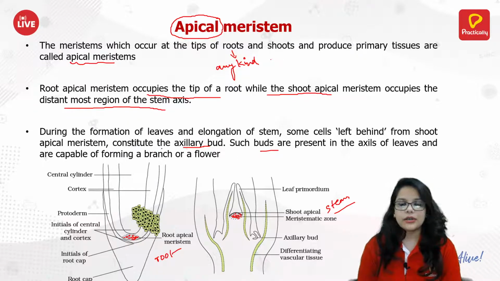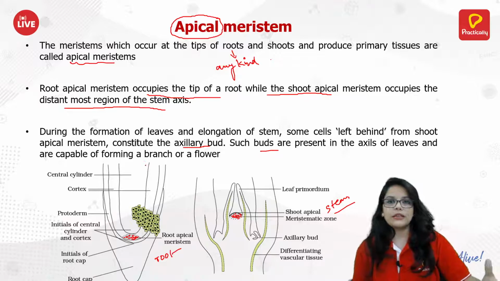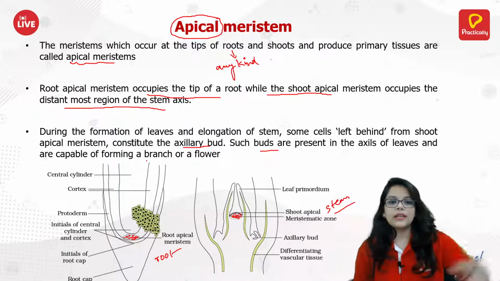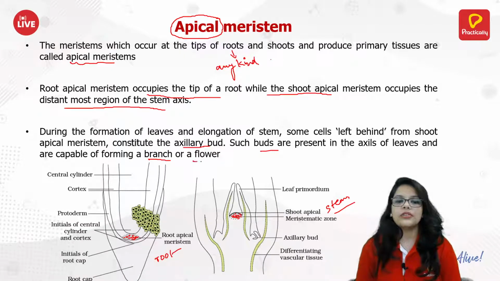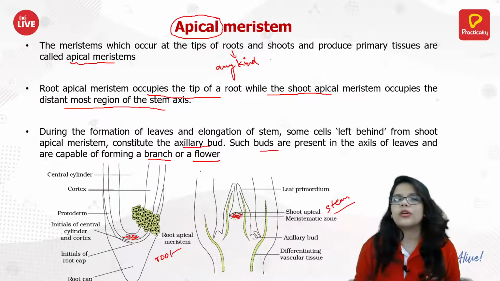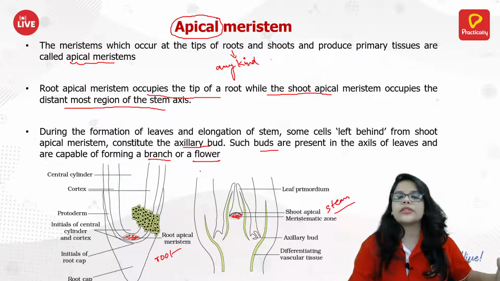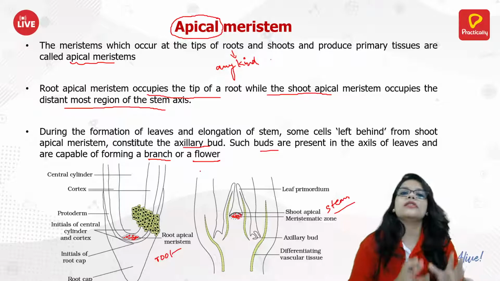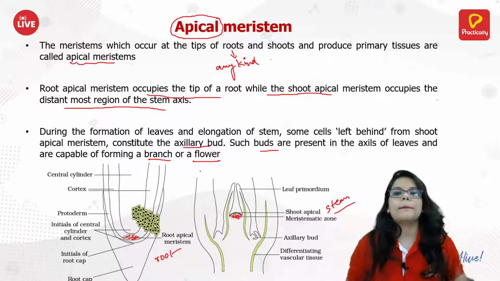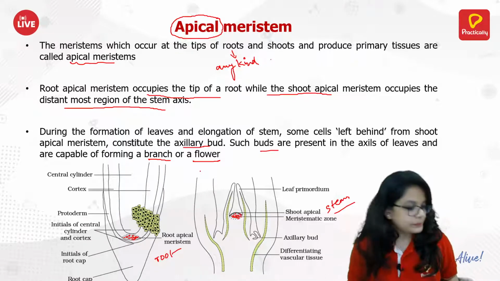That depends. So left behind cells sometimes become buds and form into a branch or flower. As I said, they're always dividing, they're always growing in some form or the other. Even if some of it is left behind, they'll still try to grow into some parts of the tree.